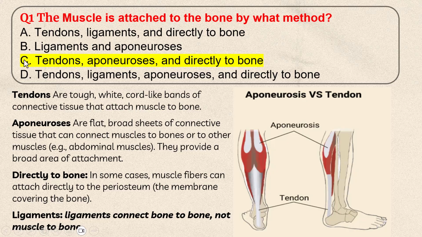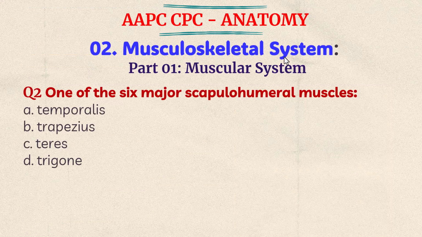So the correct answer is C. Muscle is attached to bone by tendons, aponeurosis and directly to bone. Question number 2. One of the 6 major scapulohumeral muscles. A. Temporalis, B. Trapezius, C. Teres, D. Trigone. This type of question is not common, but in some cases they can appear.